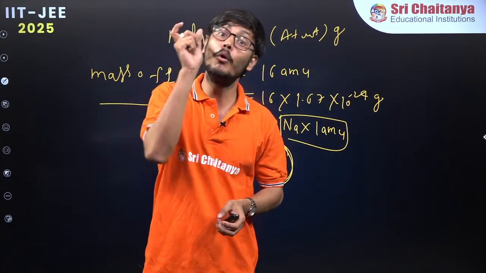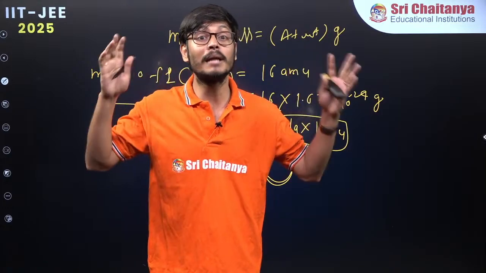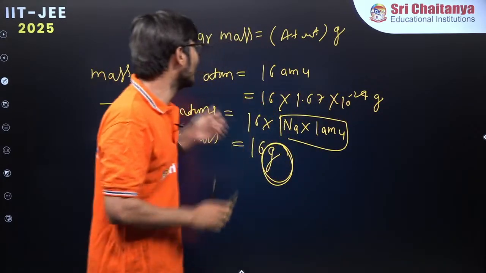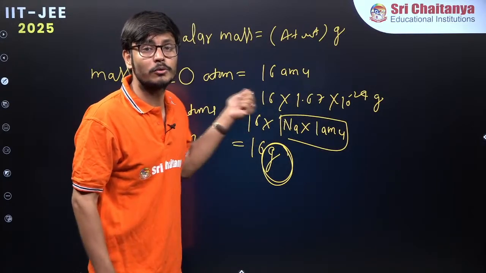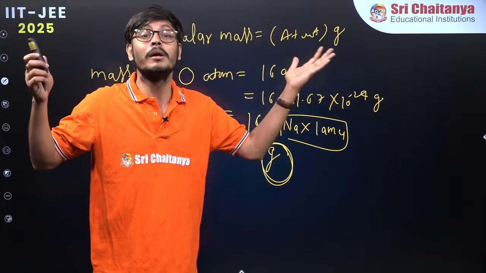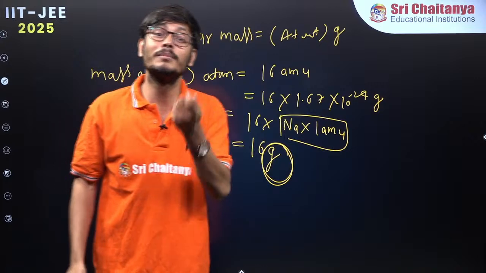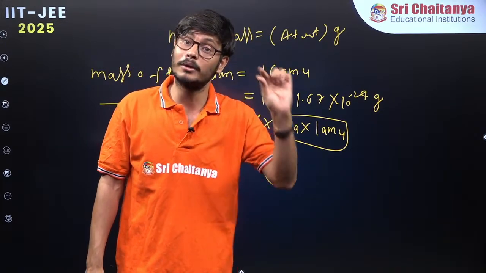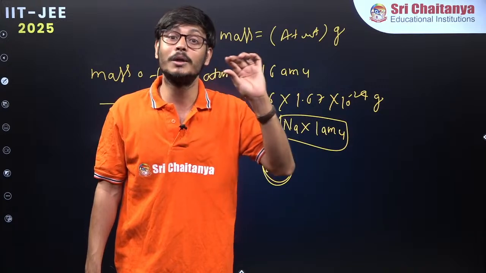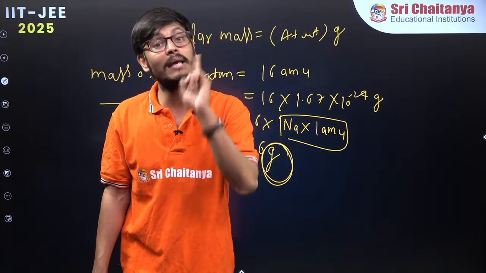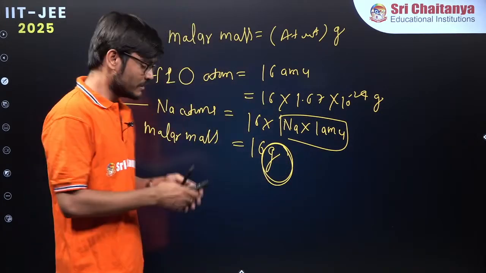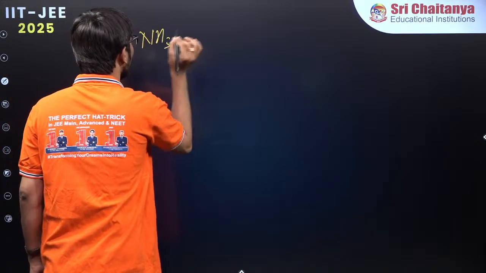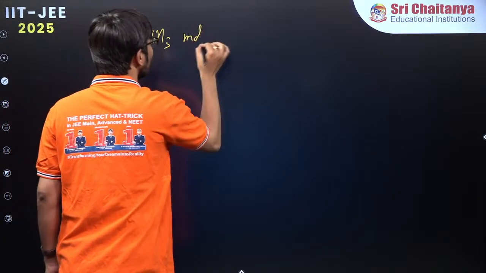But 1 mole is a big number. Mole means simply a number. What is the number? 6.022 into 10 to the power 23, a big number. So the mass of a big number of atoms will also be significant. And what is that mass? If you multiply Avogadro number into AMU, it is equal to 1 gram. So 16 gram.